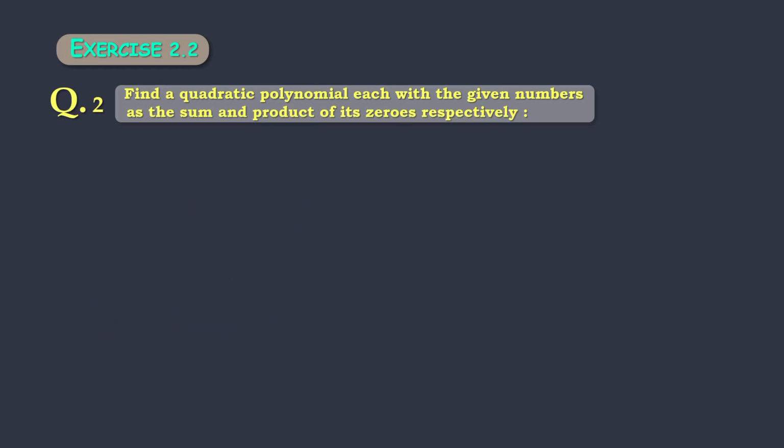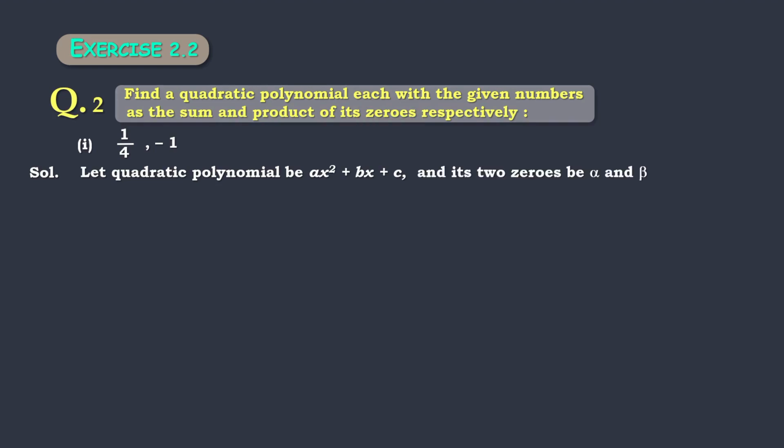Let us solve question 2, part 1. We are given that the sum of zeros is 1 by 4 and the product of zeros is minus 1. Let the quadratic polynomial be ax squared plus bx plus c. Let its zeros be alpha and beta. We know that the sum of zeros is equal to minus b divided by a. And the product of zeros is equal to c divided by a.